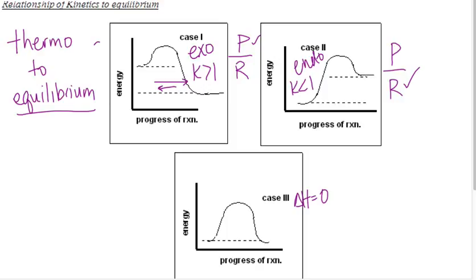Okay? So here, what would K be? Equal to 1. Right? Not a very common case. But again, these are not absolutes, but for the most part, exothermic reactions have a K greater than 1, endothermic reactions have a K less than 1. All right, that's our tie to thermo.